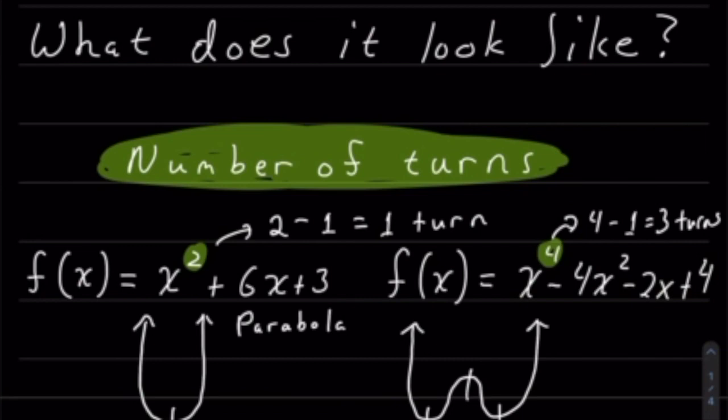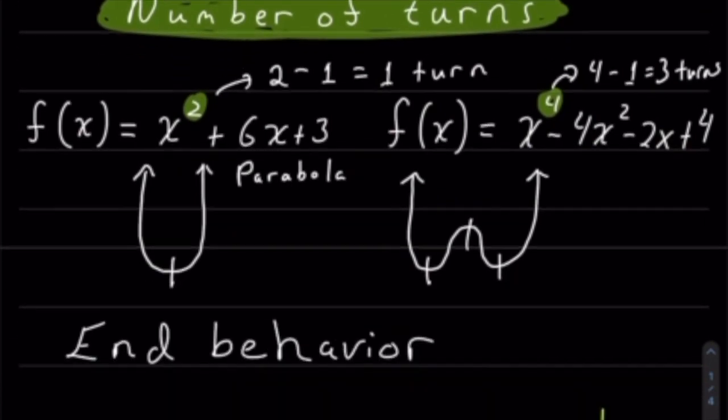That's not too difficult. So the number of turns is connected to the highest exponent. Now keep in mind that this is the maximum possible turns. Every once in a while it won't have this many, but this is a good starting point. So let's go with it.